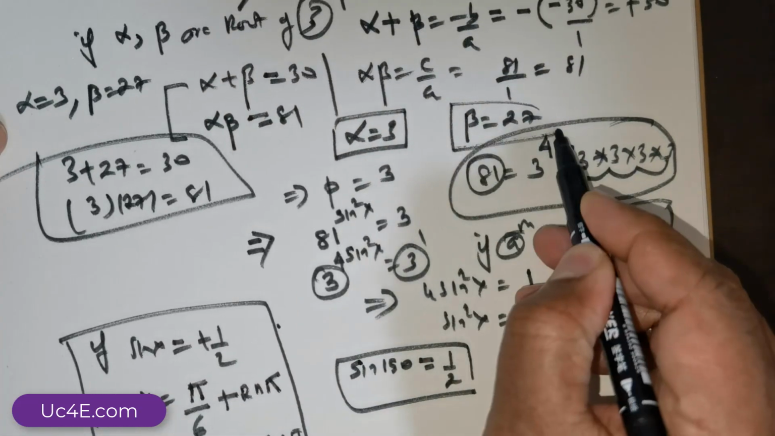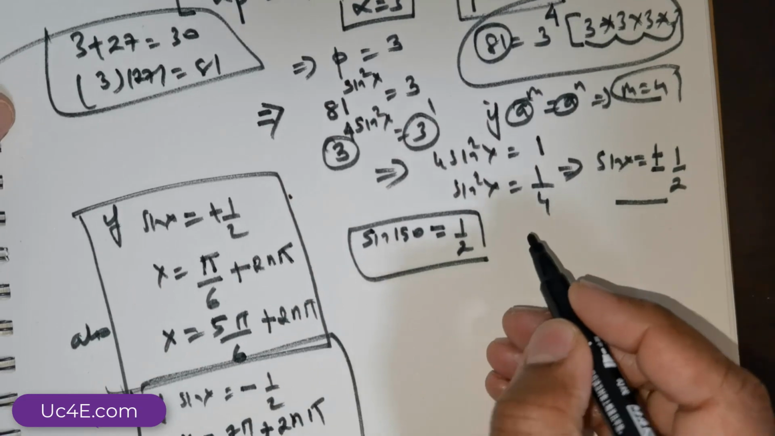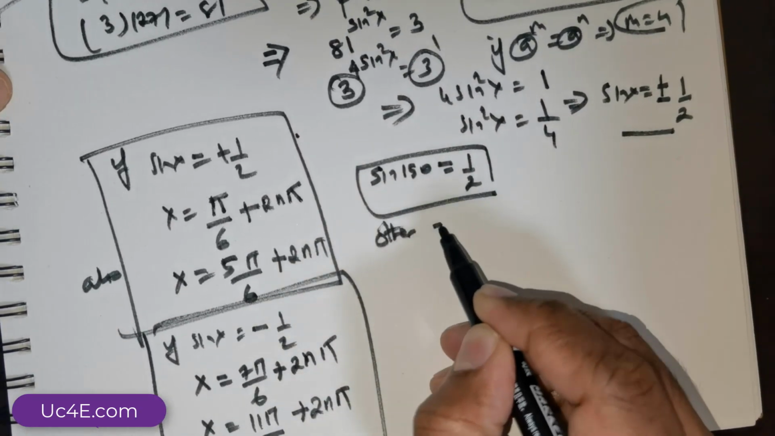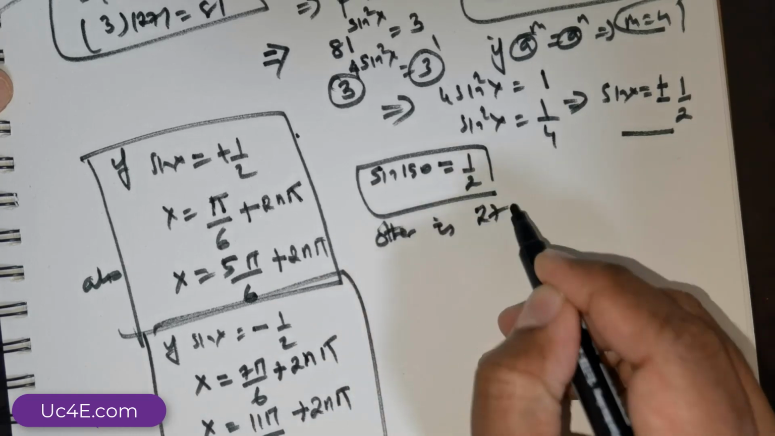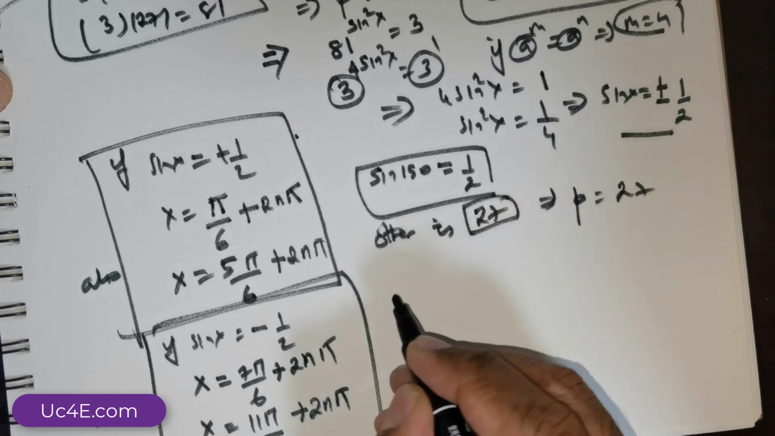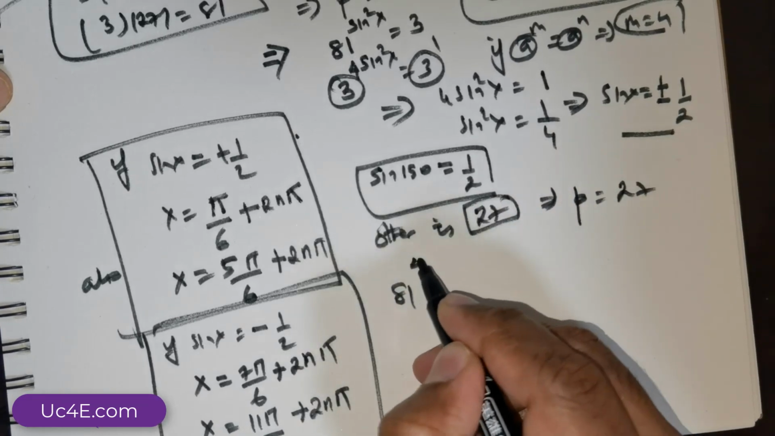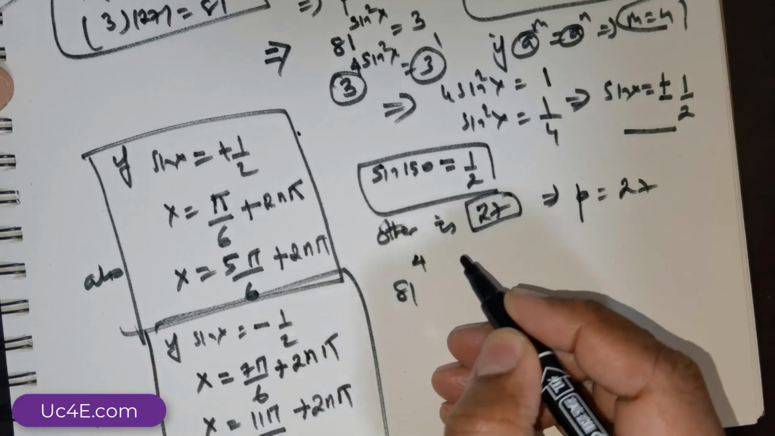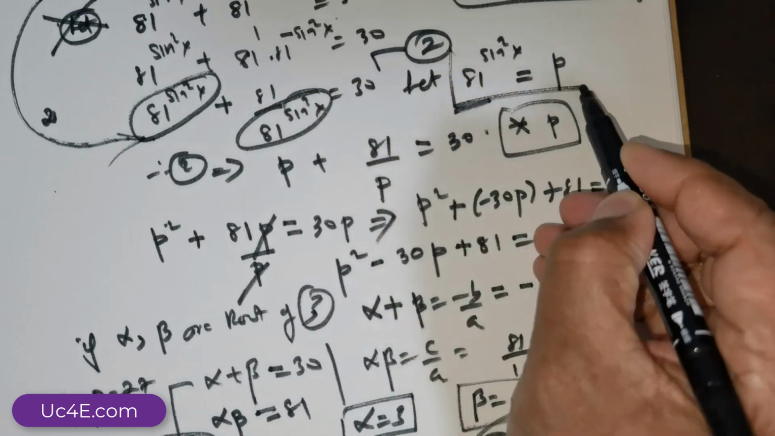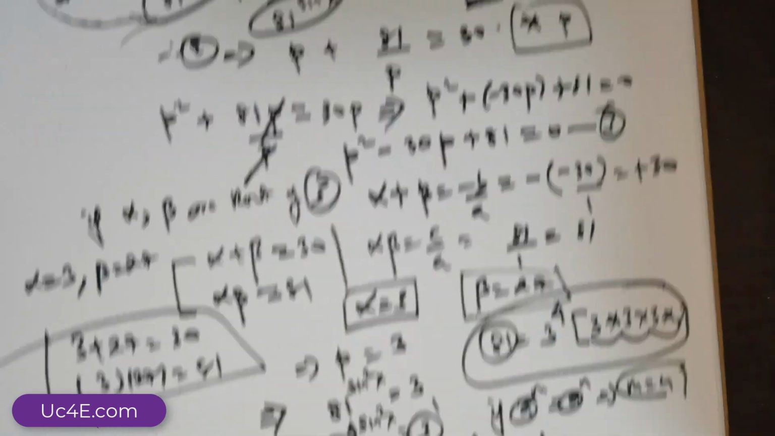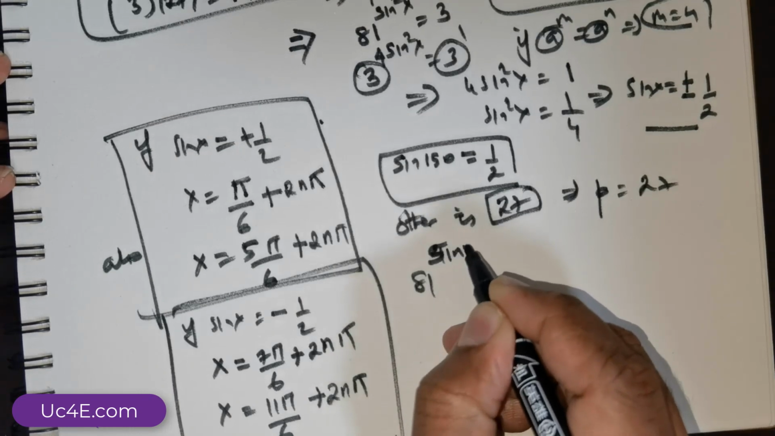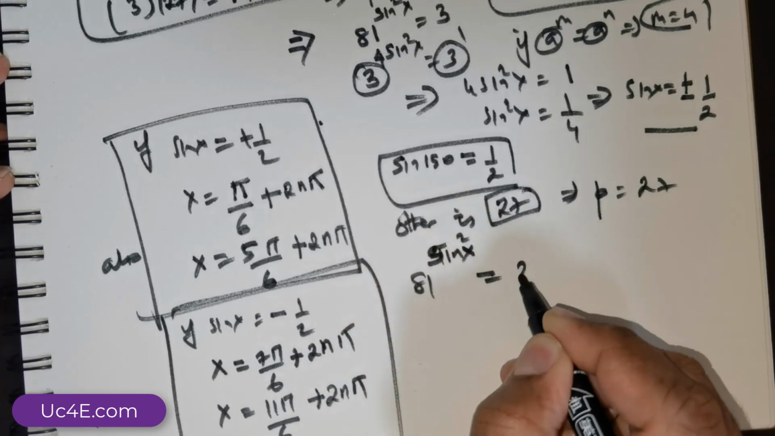So we need to take this beta is equal to 27. So beta is equal to 27. What does that mean? The other root is 27. So this would mean my p is equal to 27. Since p is 81 raised to the power of sine squared x, right? That is the substitution we started with. It's not 4, it's 81 raised to the power of sine squared x. So let me just take that down. 81 raised to the power of sine squared x, right? So this is equal to 27.